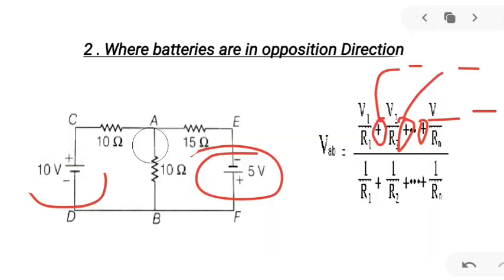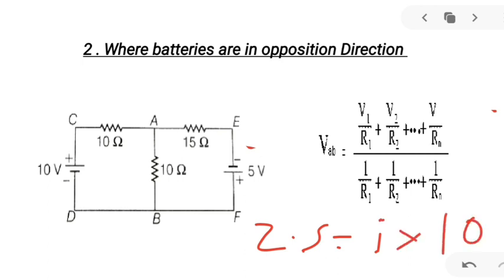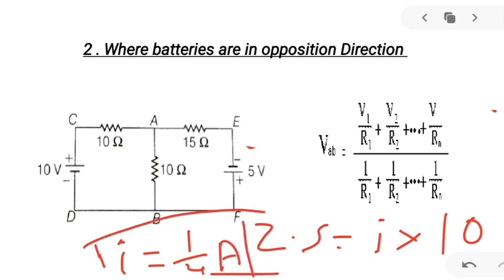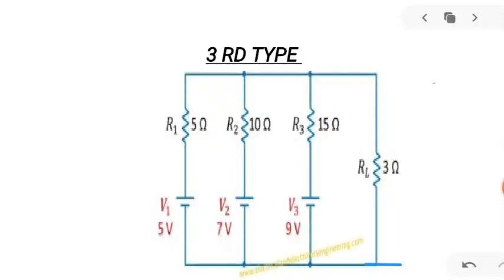So now substitute in Ohm's law, the second step. Substitute in Ohm's law. V, what's the V? 2.5 equals I into R, 10. That means I is 1 by 4 ampere, and this is our answer. This is 0.25, leave it, 1 by 4 ampere. We got the answer. And now coming to the third type.